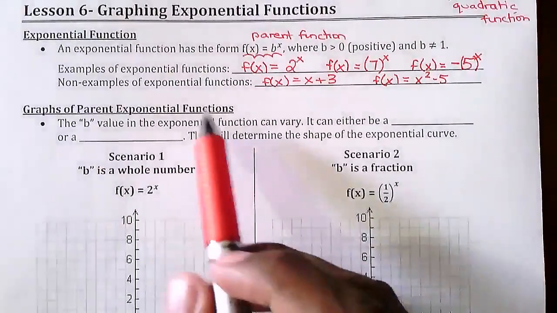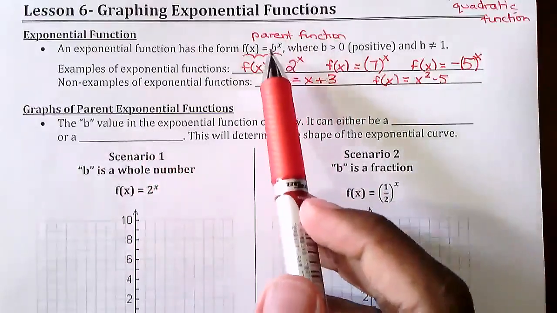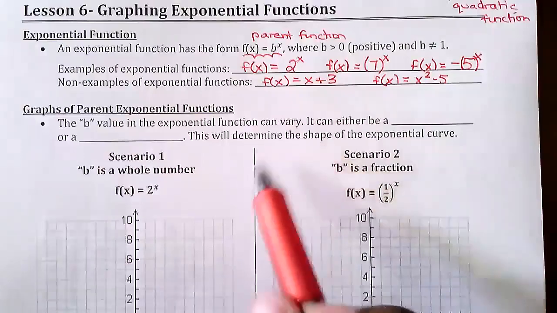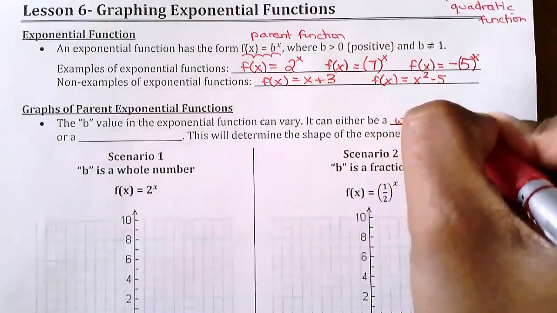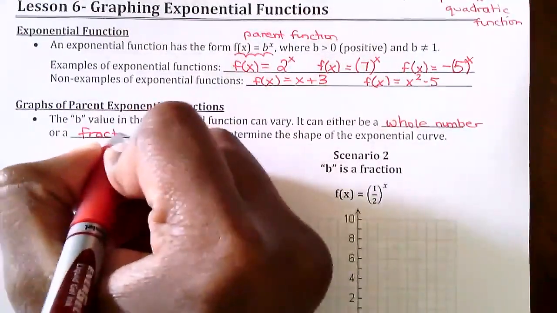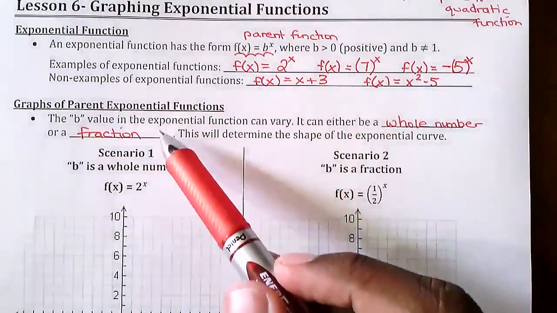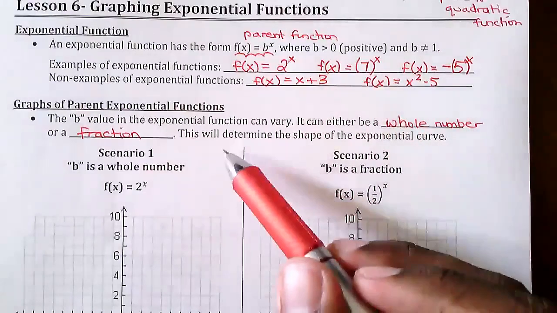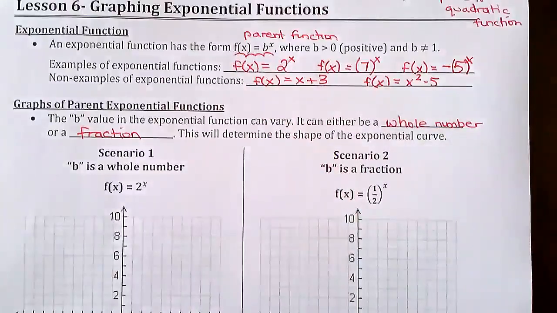So graphs of parent exponential functions. The b value in the exponential function, so this value here, the base, that's what the b stands for, can vary. It can either be a whole number, or it can be a fraction. So the b value, the base, varies. It could be a whole number or a fraction. As long as it's greater than 0, not equal to 1, it works. This will determine the shape of the exponential curve, so what type of base it has.